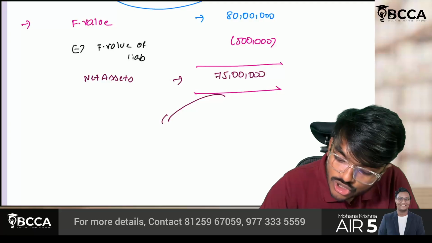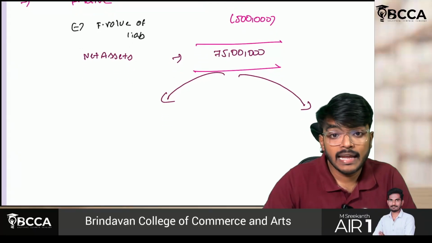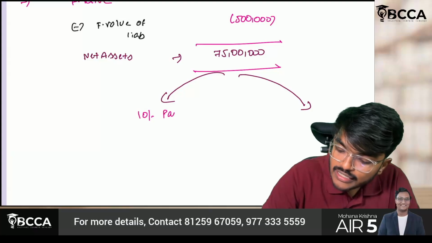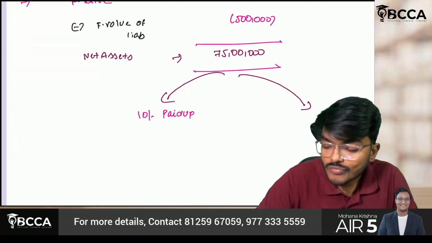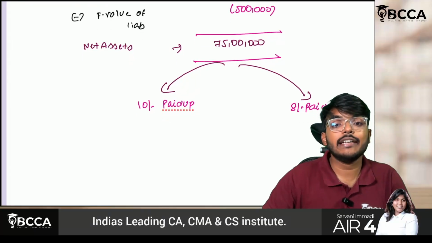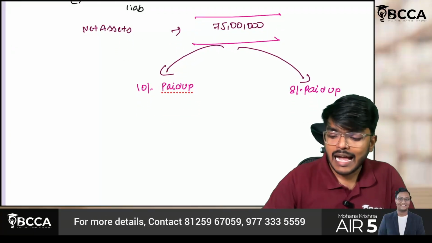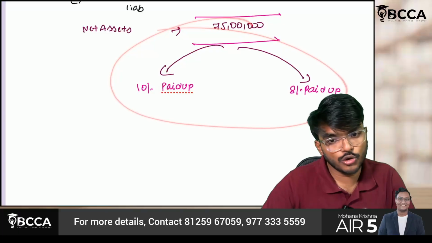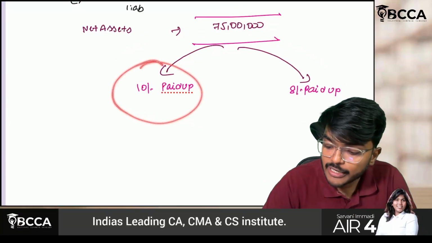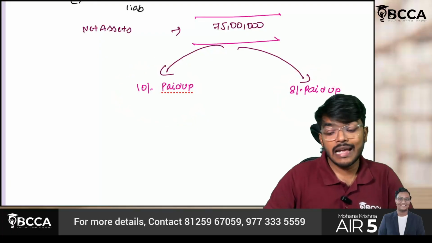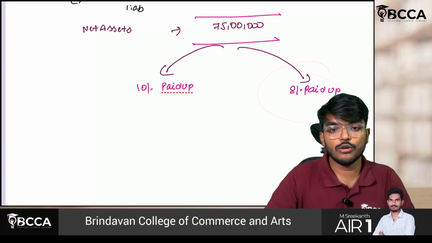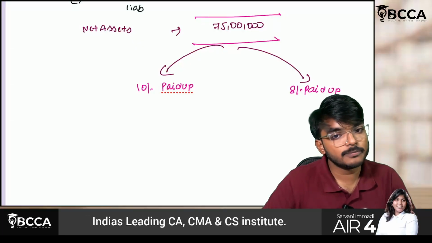There are two sets of shareholders, sir. First set of shareholders are 10 rupees paid up. Second set of shareholders are those who have paid 8 rupees paid up. Have you understood this issue or not? 75 lakh is the total net assets which I am having, and I am having two categories of equity shareholders. One set of equity shareholders are 10 rupees paid up, and another set of equity shareholders are 8 rupees paid up.